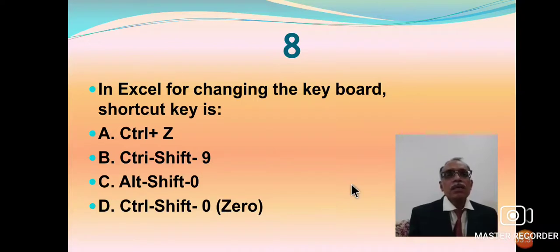Question number 8. In Excel, the shortcut key for unhiding columns is: A. Control Z, B. Control Shift 9, C. Alt Shift 0, and D. Control Shift 0. So here the correct answer is D, Control Shift 0.